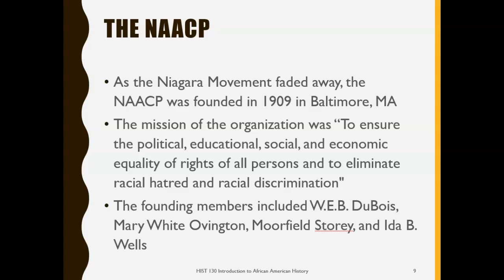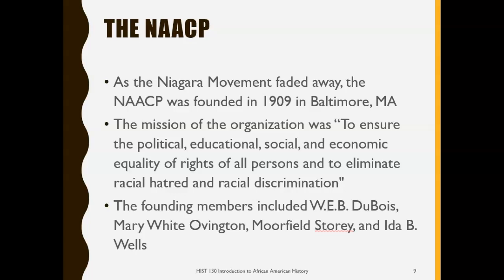The most important African American organization, like I said earlier, that was created in the early 1900s, was the NAACP. As mentioned earlier, before the NAACP, there was another organization, the Niagara Movement, that was created by Du Bois and many of his friends in Canada in 1905. But this organization did not last too long. It was disbanded a few years after its creation.